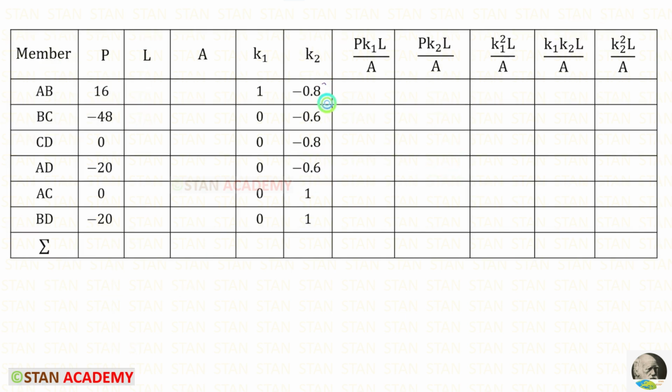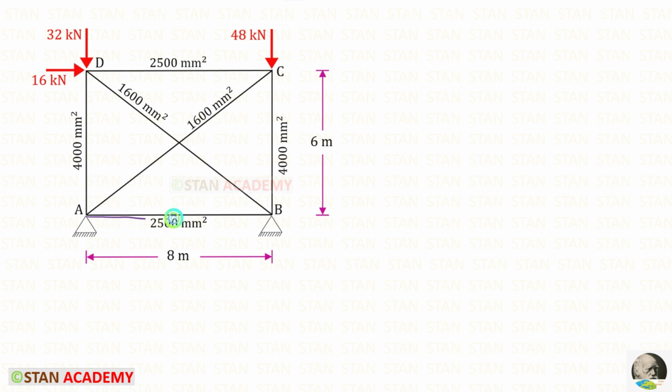Let us apply the values of K2. As I told before, the values of AB and CD are same, BC and AD are same, and finally AC and BD are same. Now we are going to enter all of the lengths of the members. Length of AB and CD is 8. Length of AD and BC is 6.